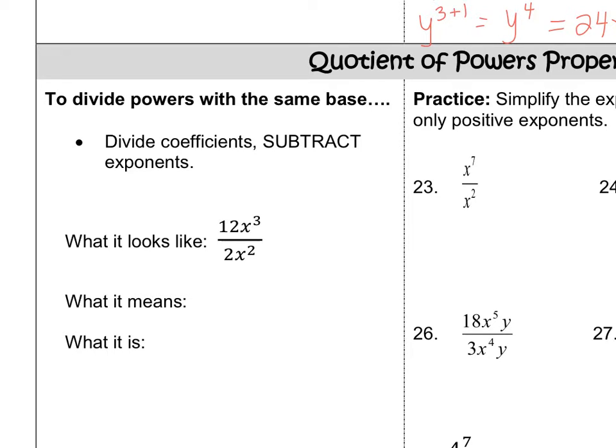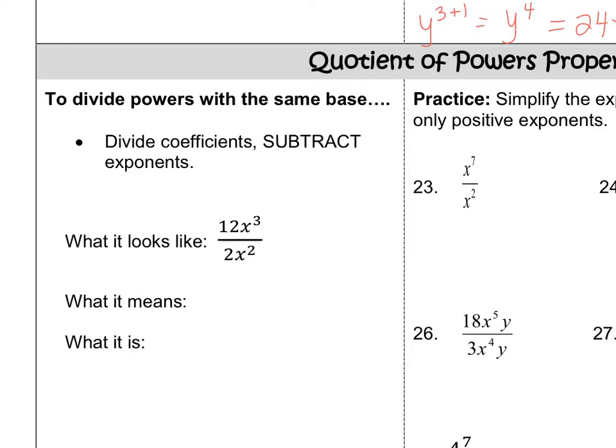Now let's look at what the rule is for dividing coefficients. We divide our coefficients normally like we always do, but if we are dividing bases that are the same, we're going to subtract our exponents. So divide coefficients just like always, but if our bases are the same, then we're going to subtract our exponents. So let's see what that looks like.